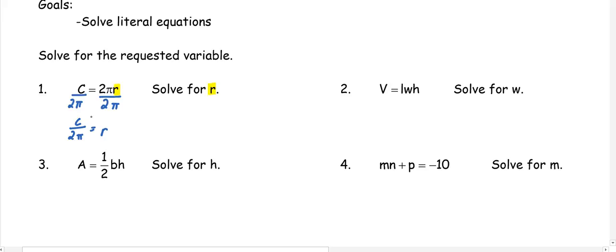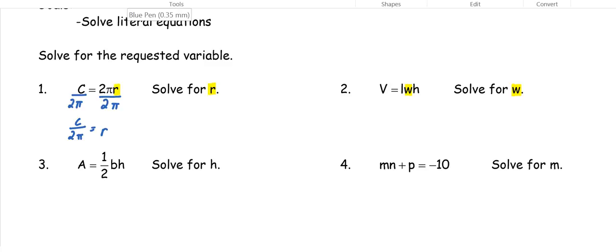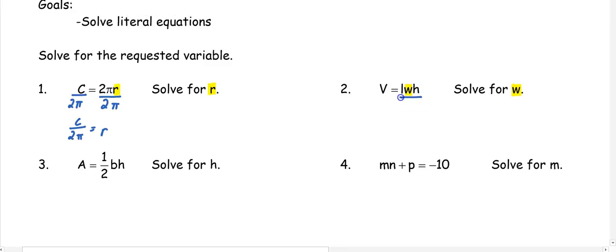Number 2, we want to solve for w. So we have V equals L times H times W. We want to divide out whatever is not the letter we're solving for. So we want to divide by L and H. So V over LH is equal to W.